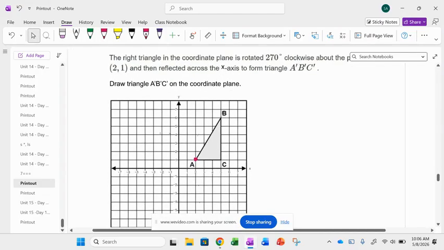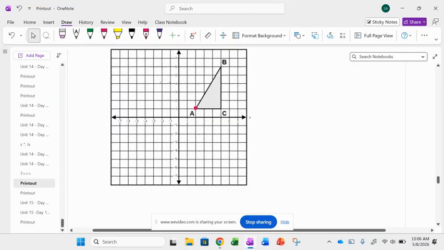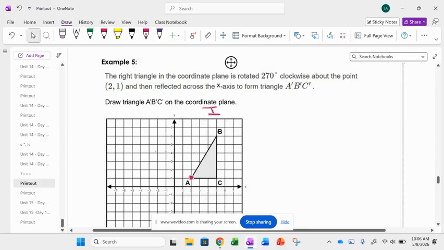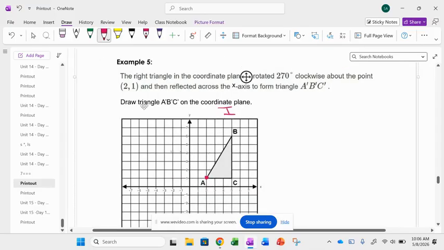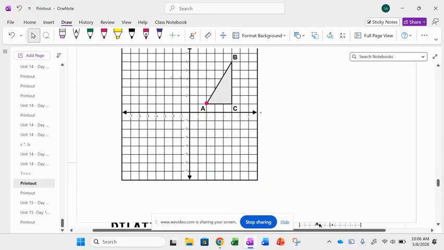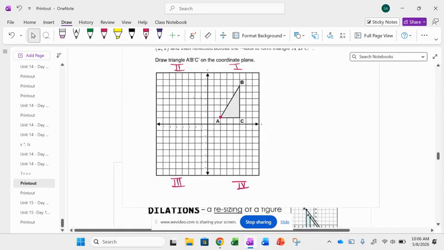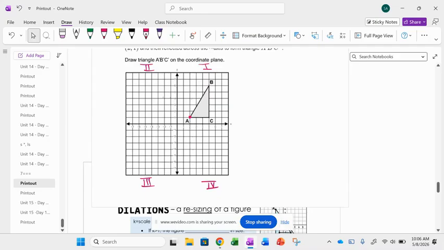So 270 degrees clockwise. So this is quadrant 1. Quadrant 2, quadrant 3, and quadrant 4. If I'm going 270 degrees clockwise, starting in quadrant 1, if we're going clockwise, quadrant 4 would be 90. Quadrant 3 would be 180. Wouldn't quadrant 2 be 270? So we know we're going to end up in quadrant 2.